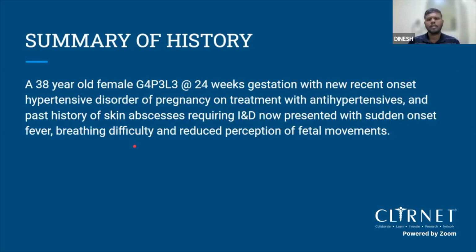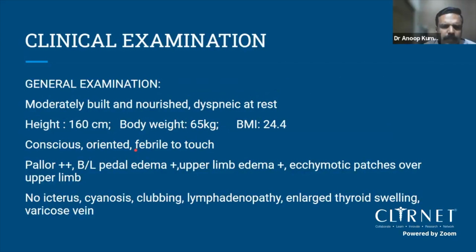To summarize my history, I have a 38-year-old female, gravida 4, para 3, live 3 at 24 weeks gestation with a new recent onset hypertensive disorder of pregnancy diagnosed, on treatment with antihypertensives, and a recent past history of skin abscesses requiring I&D. Now she has presented with a sudden onset fever, breathing difficulty, and reduced perception of fetal movements. In an outside hospital, she was found to have low blood counts, and she was transfused 1 unit blood product.